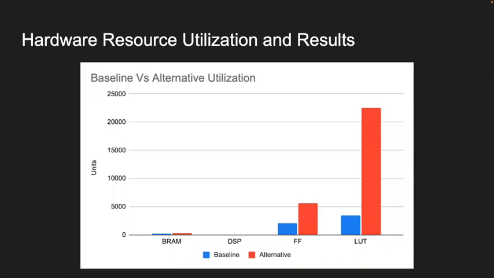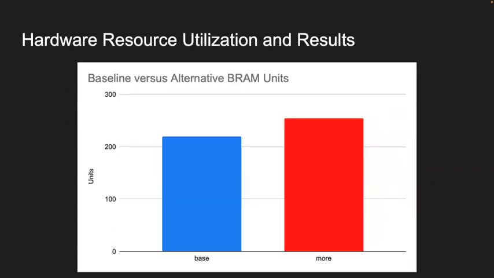In terms of the overall hardware resource and utilization in our results, we can see that the baseline did use fewer units overall compared to our alternative, which included all the optimizations. While DSP is really small, it was still an increase for the alternative, which we will see in a second. So if we just look at the BRAM units, although we do have to use more BRAM units for our alternative design, it's not by any large factor. Next slide.